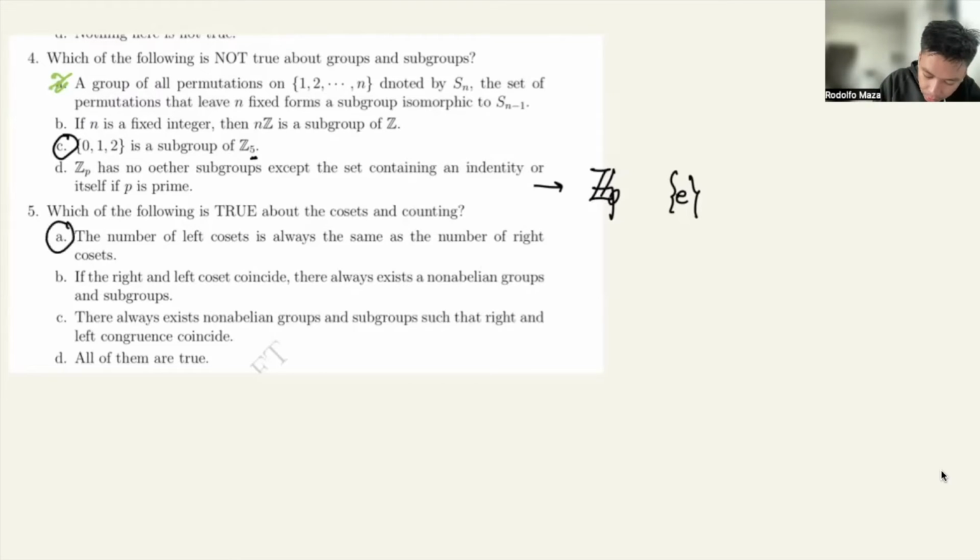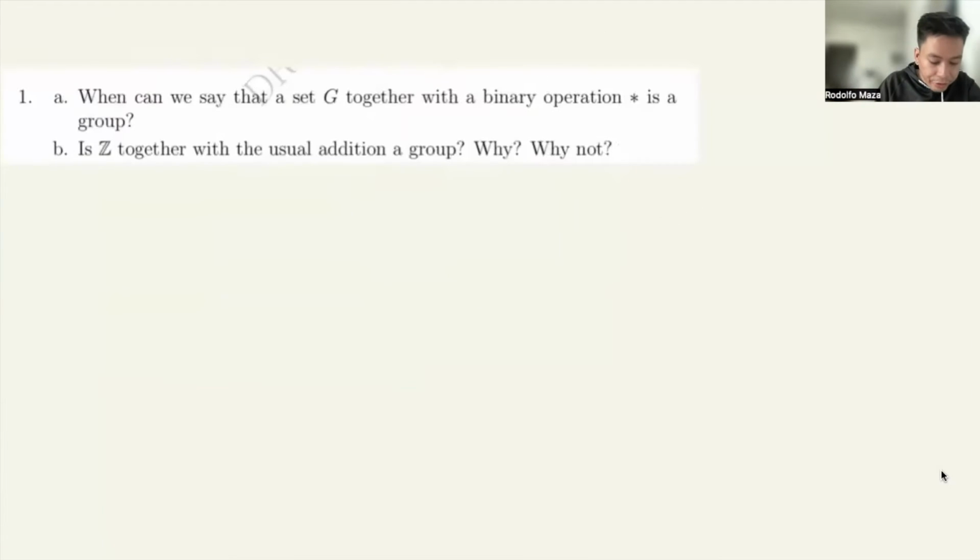Kasi iisipin mo, okay sana, hindi kasi ito if and only if eh. Kasi sabi lang doon, there always exists non-abelian groups and subgroups for some, parang ganon. If, I mean, whenever, something like that. And so, letter A yung sagot natin. Okay, tapos na tayo for multiple choice. So, we will answer this one.